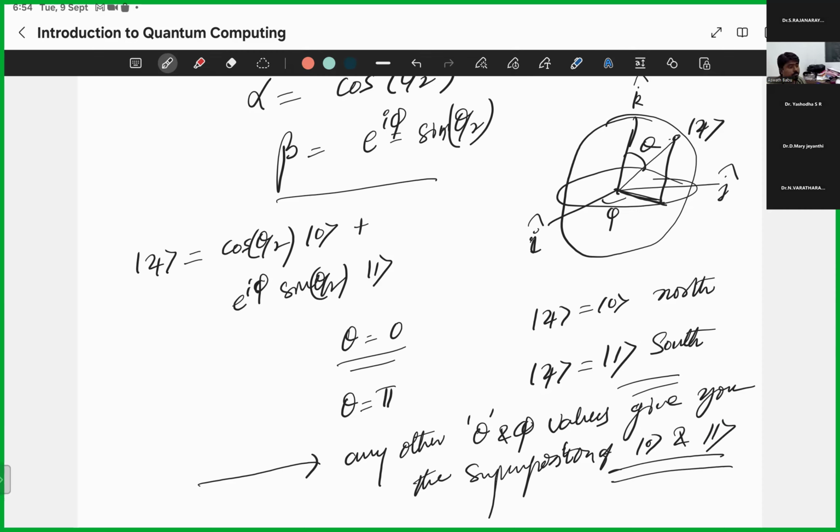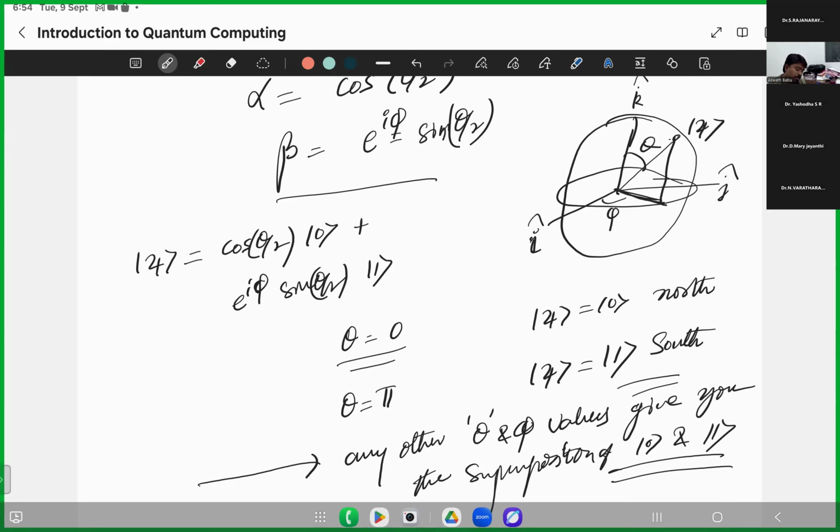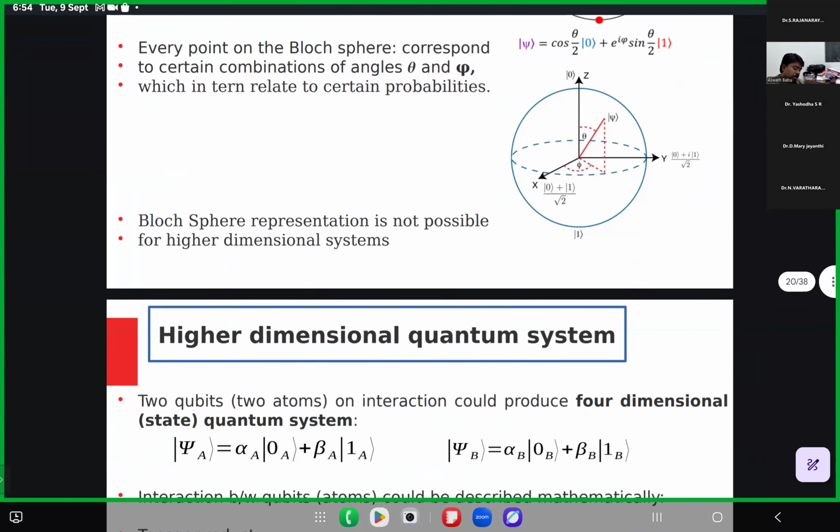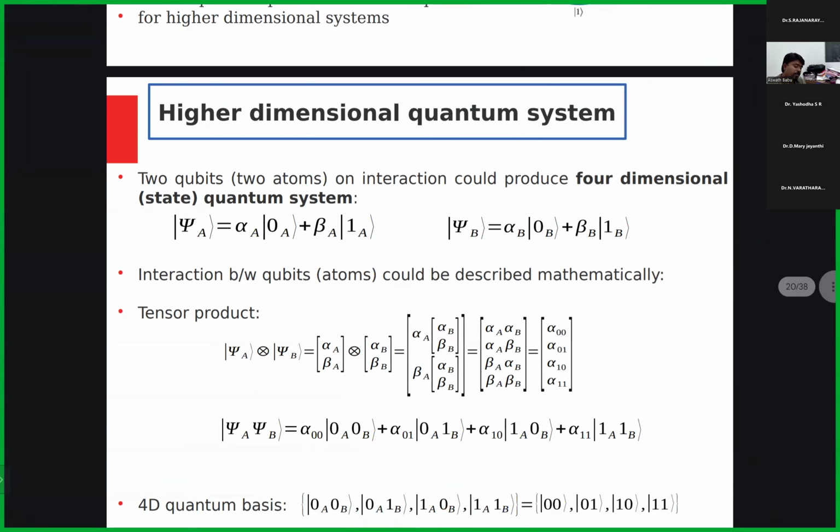Okay, right? So let me get back to my presentation. So let's say I want to realize a higher dimensional quantum system, not only just 2 bits. How do I do that? I will take 2 qubits and interact them with each other. When I make them interact, they are going to generate higher dimensional memory locations.